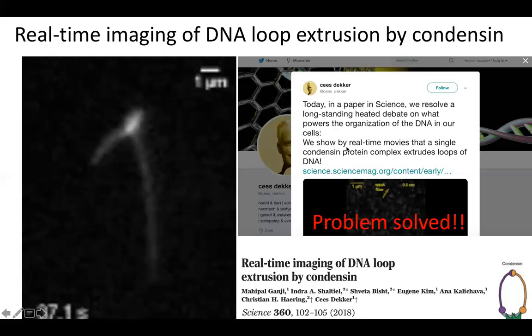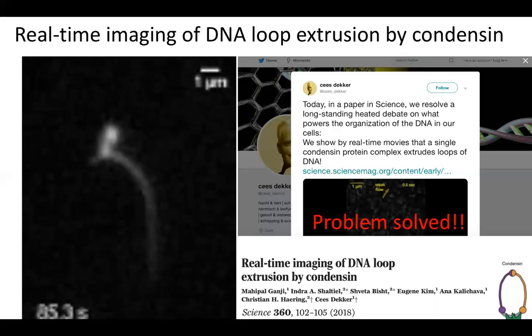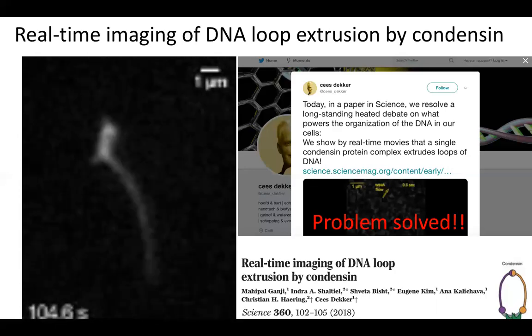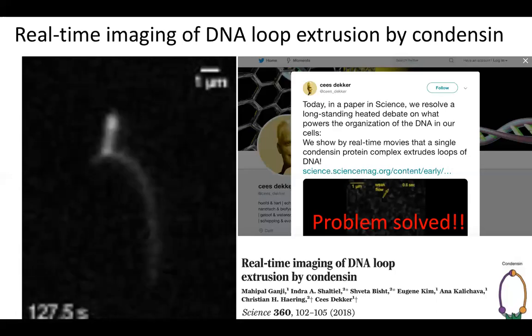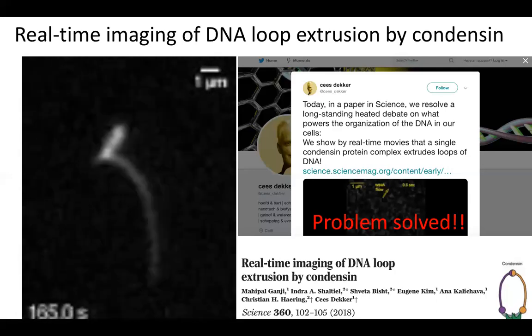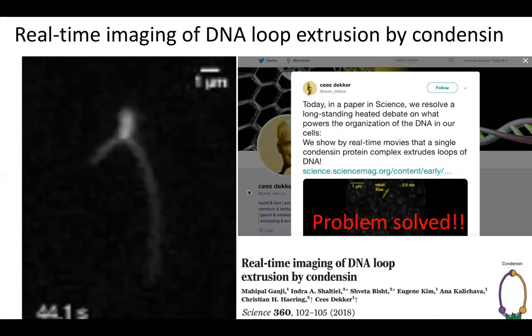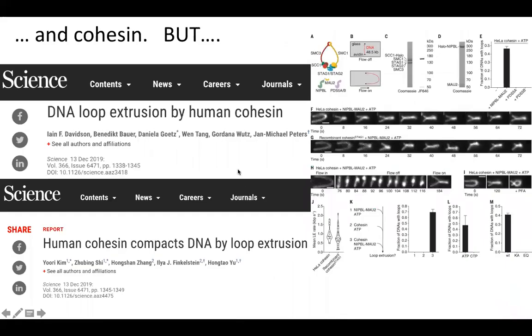In the time of Twitter and so on, problem solved. And so this is the current picture of how loop extrusion occurs. And what I want to do now is tell you how some of this is perhaps not the whole story. This is just saying that not only does condensin extrude loops, but so also does cohesin.